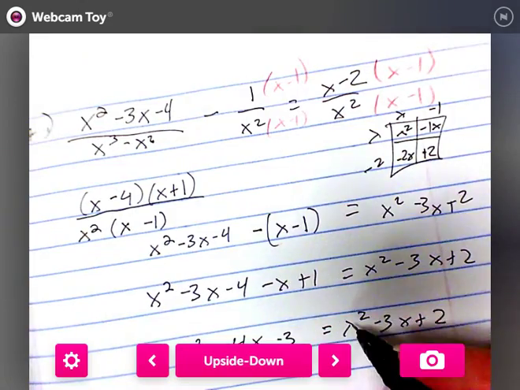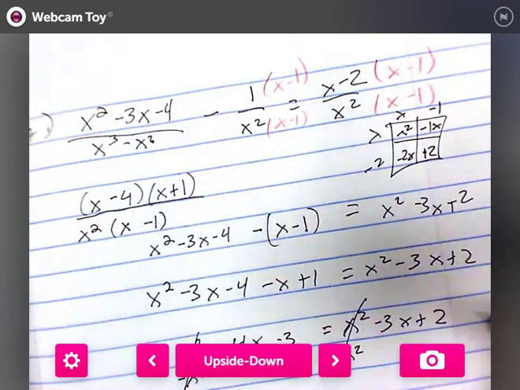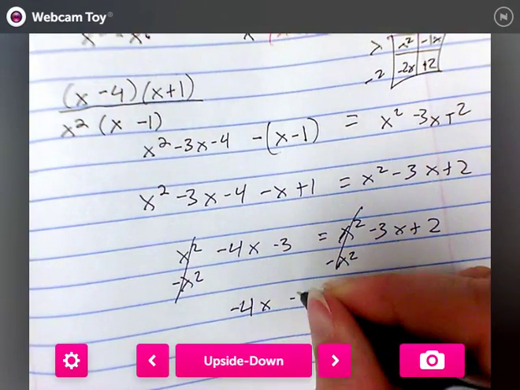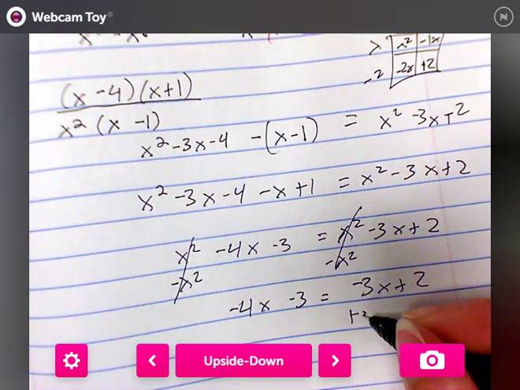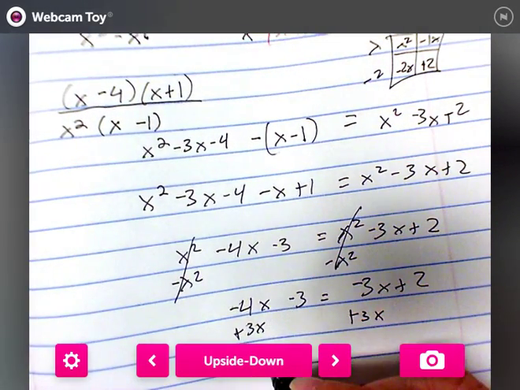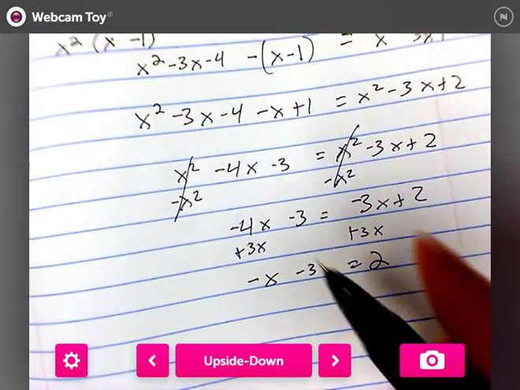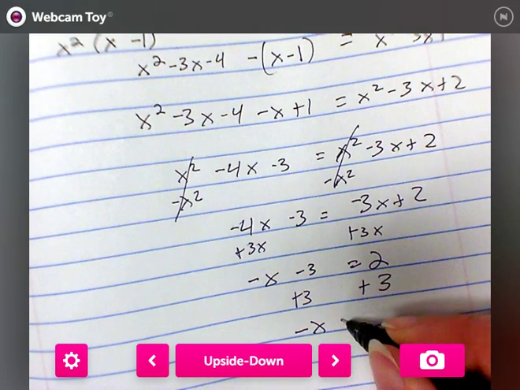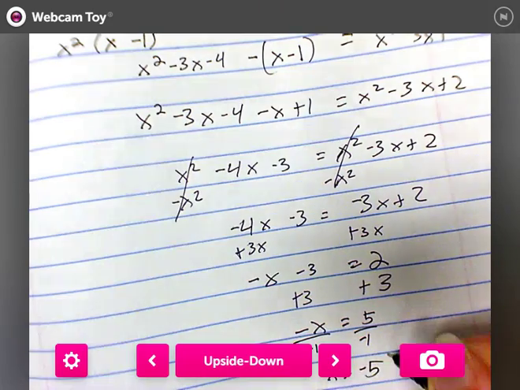Shh. I'm going to subtract the x squareds from both sides. They cancel. They're gone. That's nice. That means I won't have to factor. I have negative 4x minus 3 equals negative 3x plus 2. I'm going to add 3x to both sides. And I get negative x minus 3 equals 2. I'm going to add 3 to both sides. I get negative x equals 5, divide by a negative 1. So x equals negative 5 is my answer.